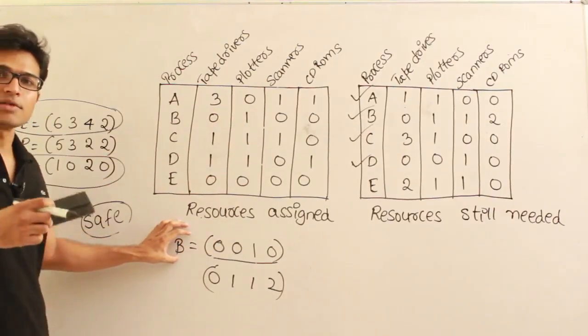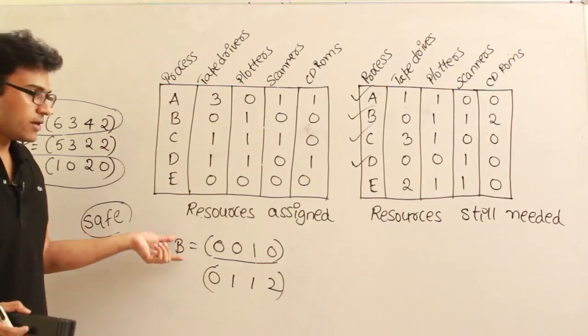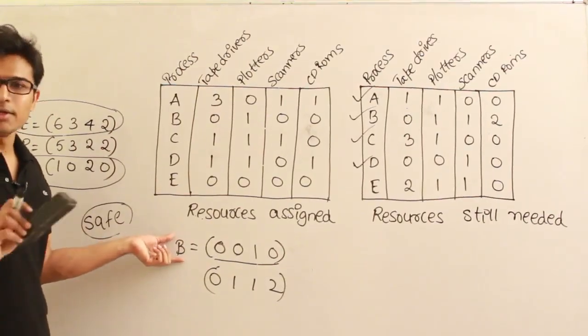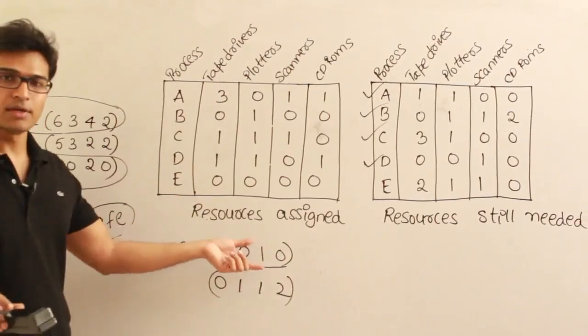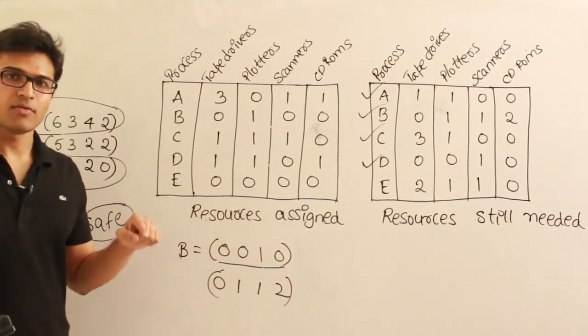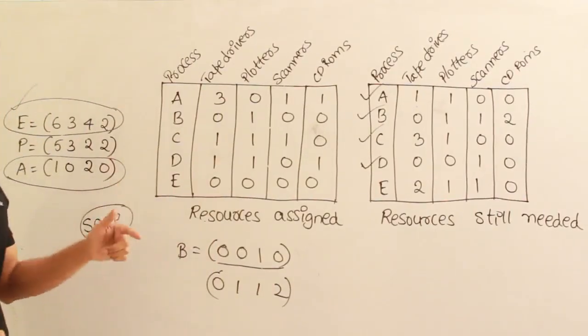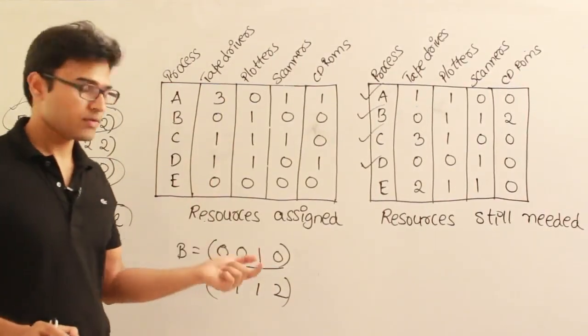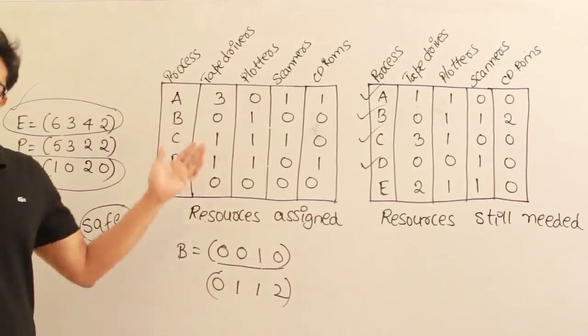Then the operating system will act as if it has already allocated the resource to B. It doesn't actually allocate it. It will act as if it has already allocated it to B, and then find out whether the resulting state is going to be safe or not. If the resulting state is safe, then it will do the actual allocation. Otherwise it will not allocate it. It will just roll back.